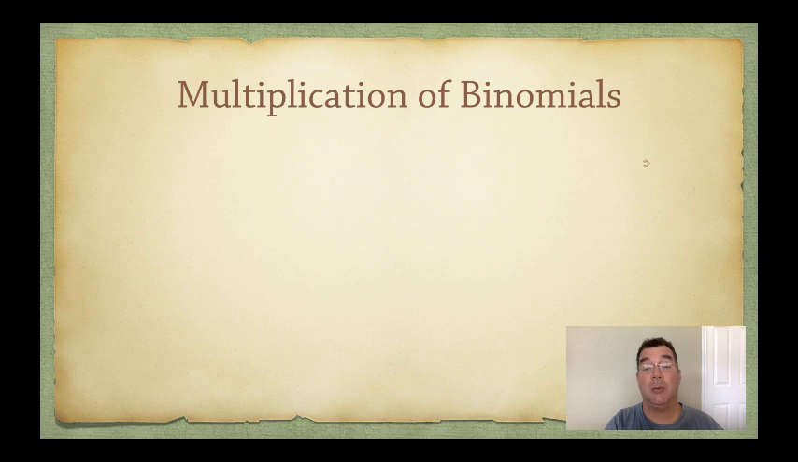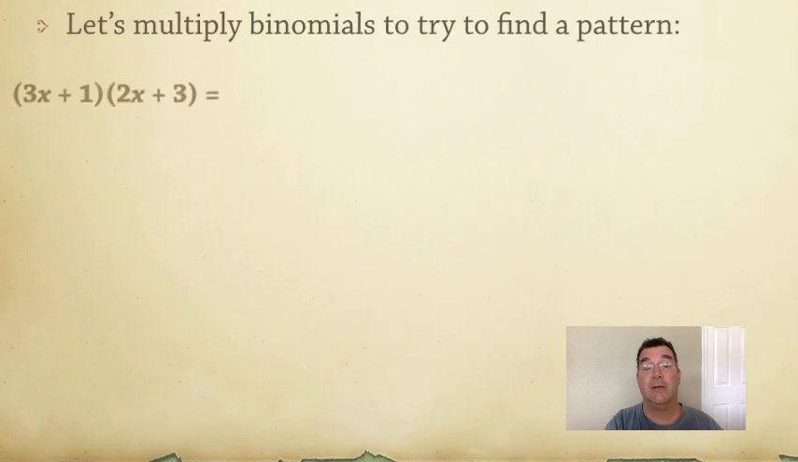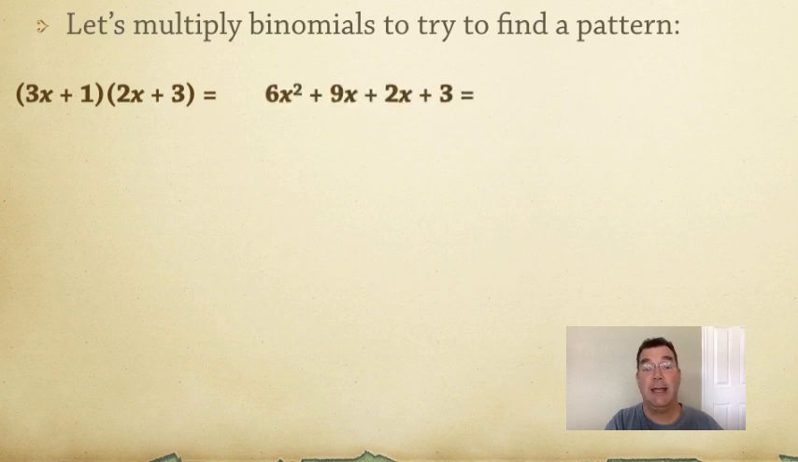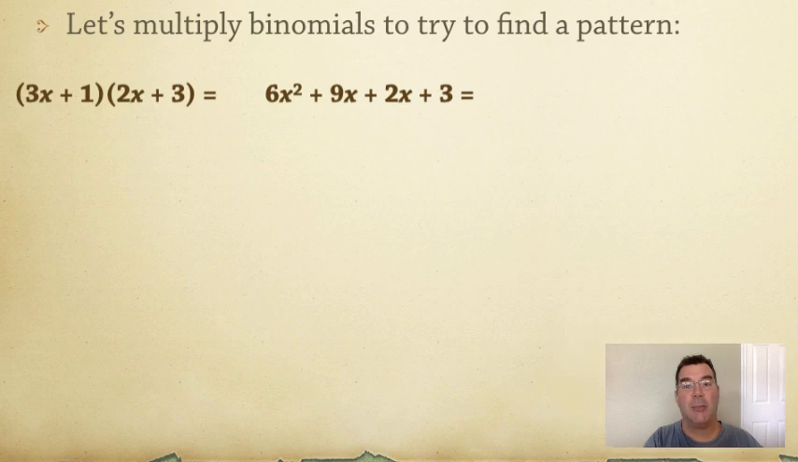let's review what it looks like when we multiply binomials together, and see if we can figure out some kind of pattern. If I do 3x plus 1 times 2x plus 3, and I use FOIL or distributive property or whatever you want to call it, that gives me 6x squared plus 9x plus 2x plus 3. And you'll notice that there are two middle terms, both of which have x, so I can simplify those to be 6x squared plus 11x plus 3.